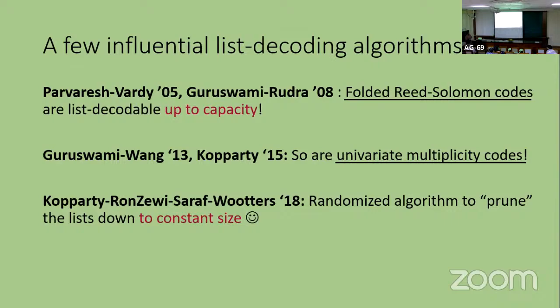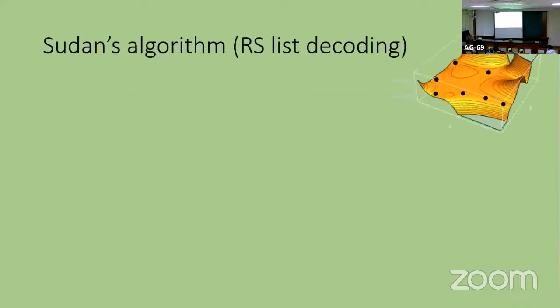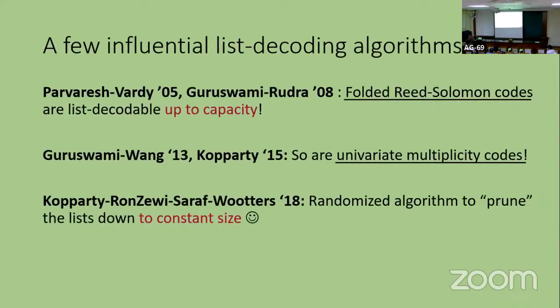And not only that, so not only can you find a list of polynomial size, but there's a randomized algorithm to prune this list down to constants. Okay, so problem solved, right? Like what are we going to do? But the thing is, spoiler, Guruswami and Wang's algorithm is efficient, but it's not nearly linear. So what we have done is improve it to nearly linear.